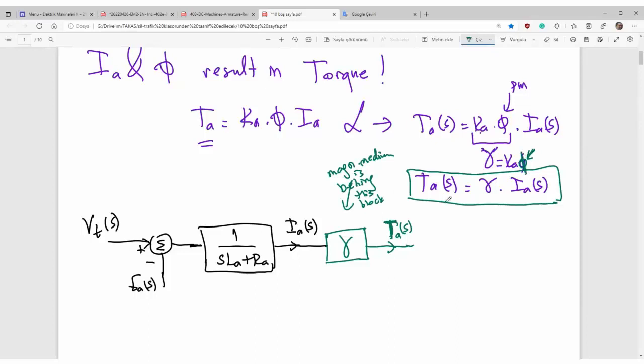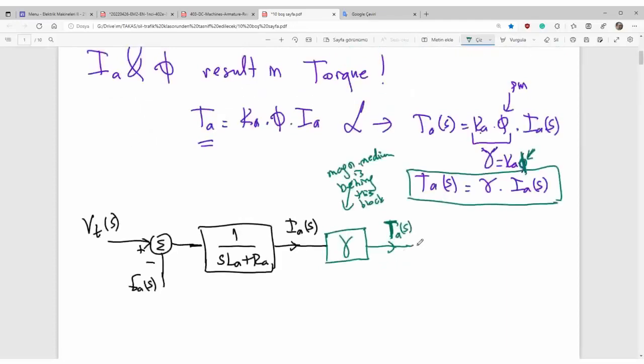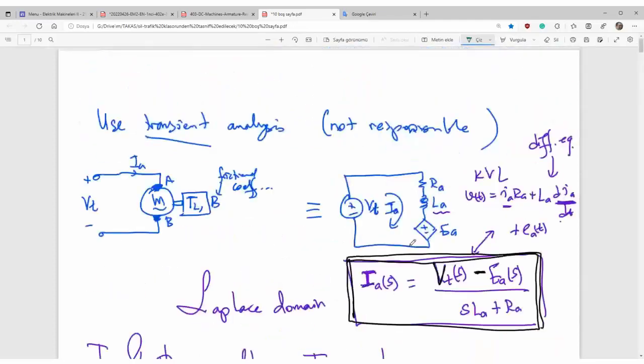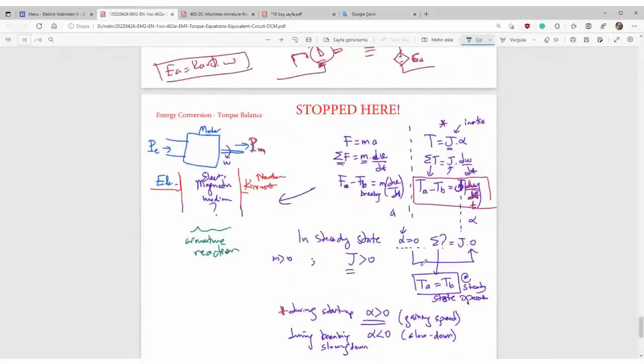Okay, what is happening here more? Torque is coming from here, the mechanical world. And here is load torque. In fact, we call load torque a braking torque. It is load torque right now. I defined load torque.